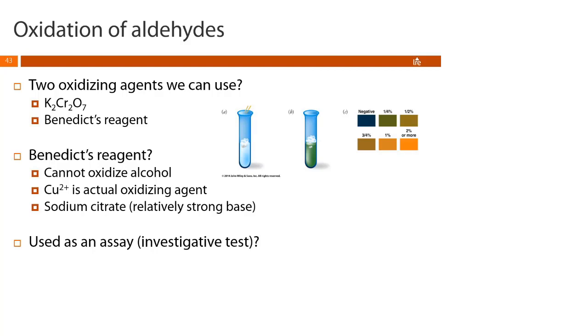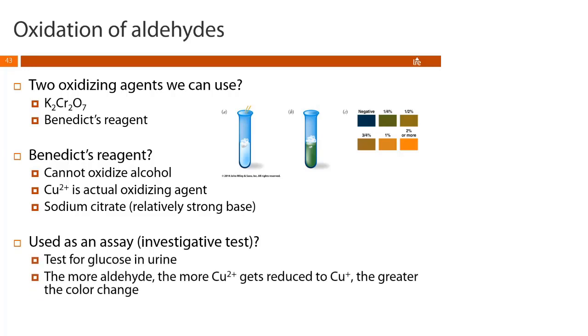And it's a mixture of copper 2+, which is our actual oxidizing agent, and sodium citrate, which is a relatively strong base. And it's been used to monitor for diabetes by testing urine for the presence of glucose. And as we'll see in the next module, glucose is a sugar that contains an aldehyde group.